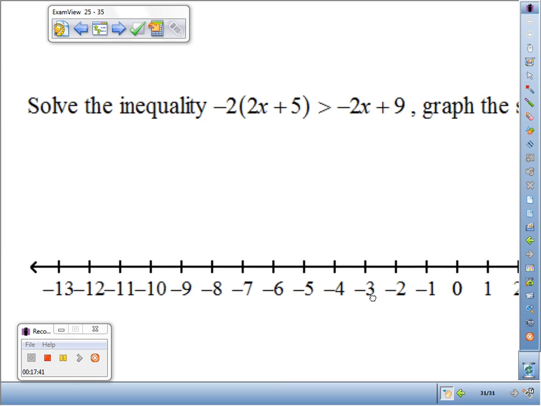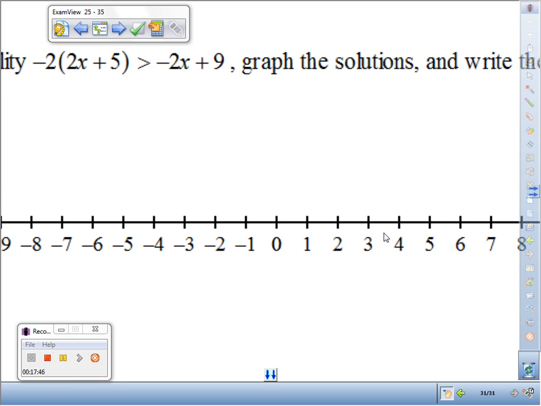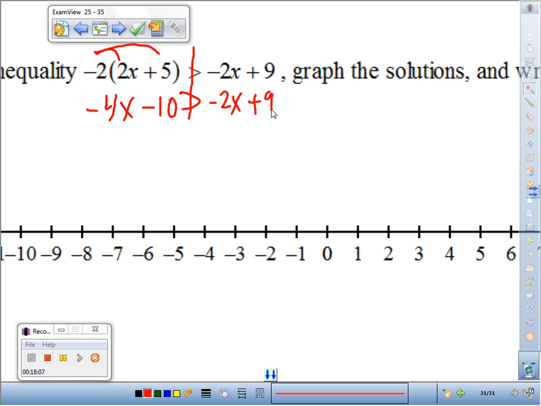Here we go. It says, solve the inequality, graph the solution, and write the solution set. Line down the inequality symbol, and let's distribute. This times this, this times this, that gives us negative 4x minus 10 greater than negative 2x plus 9. All variables to one side. What is my smallest variable? Negative 4x, so that means I add 4x. Add 4x to each side. We're left with negative 10 greater than 2x plus 9.